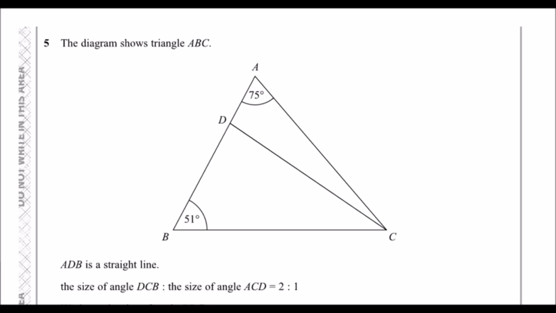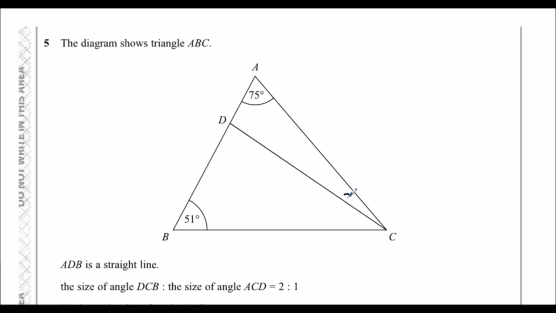Question 5. The diagram shows triangle ABC. And in our triangle, we've got another line CD. It says ADB is a straight line. The size of angle DCB to the size of angle ACD is 2 to 1. So this angle here is twice this angle here.